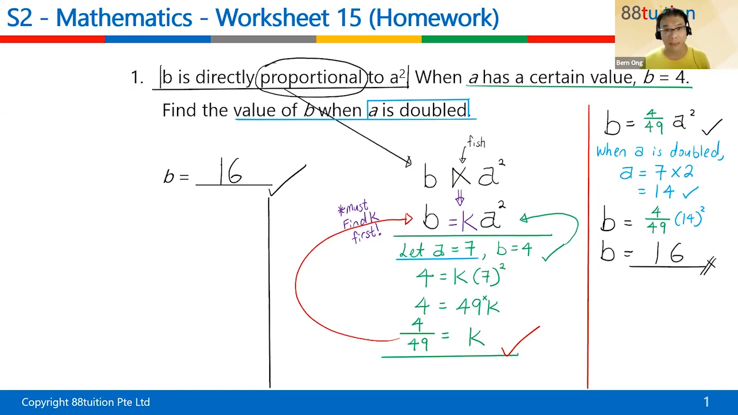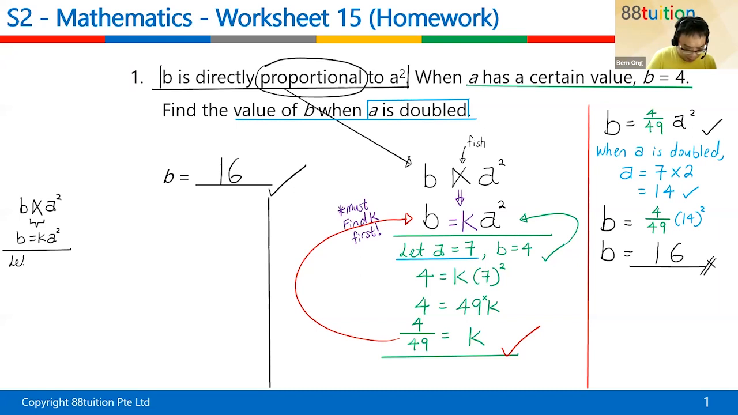All right, but never mind. Just to prove to you that the answer will eventually be 16, I will prove to you, even though it's such a big number. So once again, you read the question. B is proportionate, draw the fish, A square. Exchange the proportionate for equal to K. I'm doing the exact same step, children.